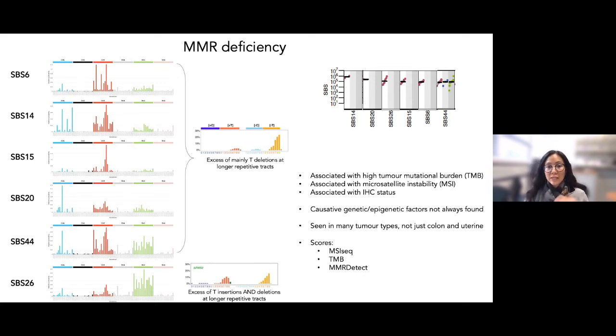So you might see the signature, you might not find the cause, but the signature is so marked, there's almost no question that there is mismatch repair deficiency. And we now know this because we've done immunohistochemistry on these samples, and sometimes the immuno is abnormal even when we cannot find the cause. I would also say it's seen in many tumor types, not just in colon and uterine. Colon and uterine is where it's seen the most, but it's certainly not just there.